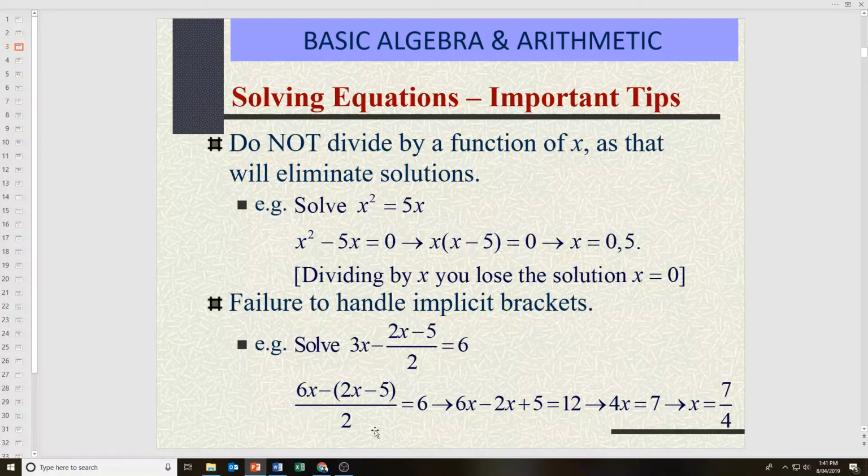So when we add the left-hand side over a common denominator, being 2, then we get 6x, and the minus belonging to the 2x minus 5, so we put the brackets, and these are the implicit brackets, and equal to 6. And then multiplying both sides by 2, we get 6x, expanding the bracket at the top, minus 2x plus 5 equals 12, and that will give us 4x is equal to 7, and then x is equal to 7 over 4.